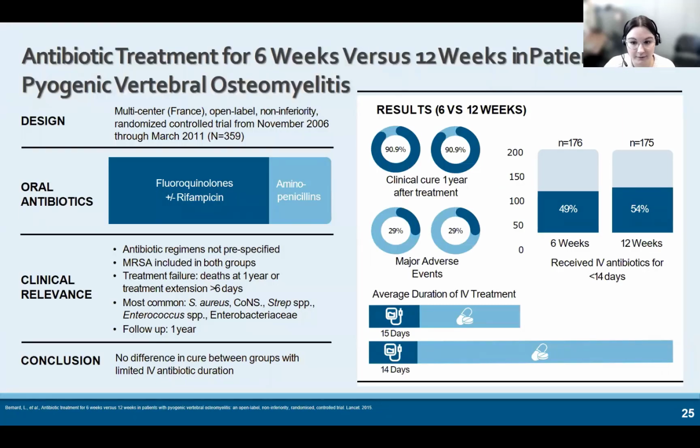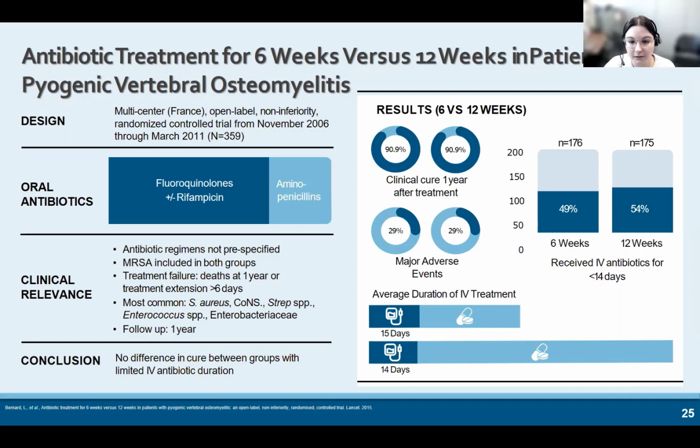So the first trial in this section we'll be talking about is the antibiotic treatment for 6 weeks versus 12 weeks in patients with pyogenic vertebral osteomyelitis. The goal of this trial was to establish whether 6 weeks of antibiotic therapy was inferior to 12 weeks in patients with pyogenic vertebral osteomyelitis.